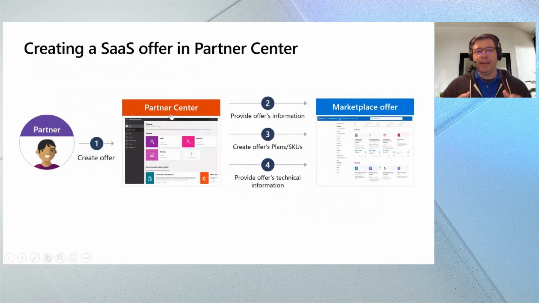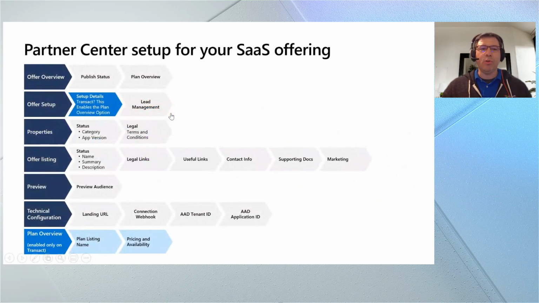Now, on this next slide, from a partner or developer perspective, the first place you need to start if you want to create a SaaS offer is the Partner Center. The Partner Center allows you to add the offer information, create the specific plans and SKUs and how you want to monetize your solution, and also provide the technical information that we're going to need to validate and send you that customer for you to perform the registration, and to validate that communication between you and the e-commerce engine. On the next slide, you'll see a little more detail on all the different sections that we have in Partner Center.